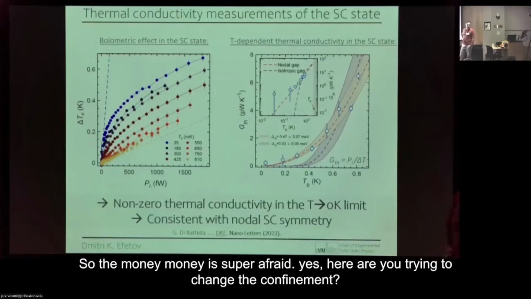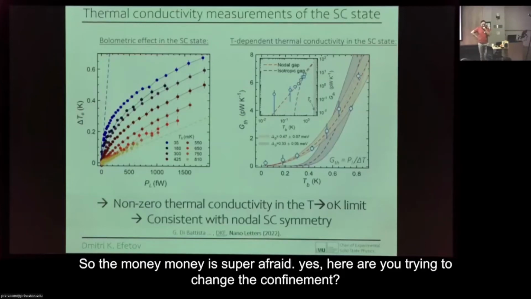Professor, have you tried to change the confinement? I was just wondering if this effect is because of some sort of fluctuations, because as you go lower in temperature, the effects of quantum mechanics become more dominant. As far as I'm concerned, everything is quantum mechanics here. Well, in some sense, yes.